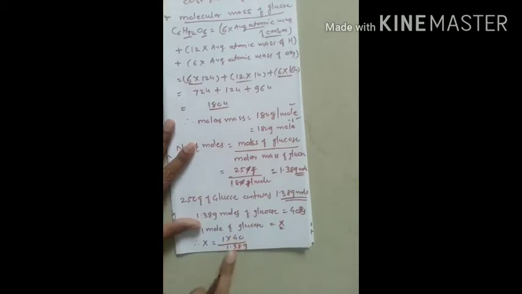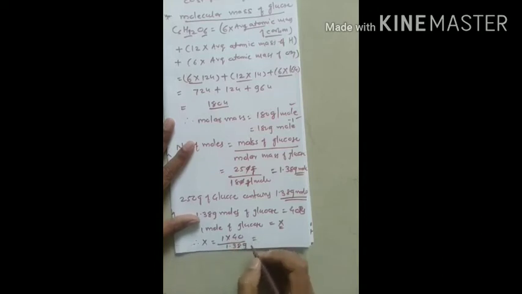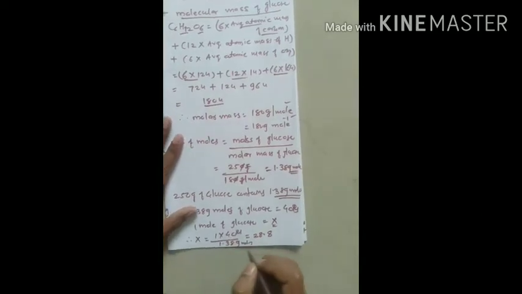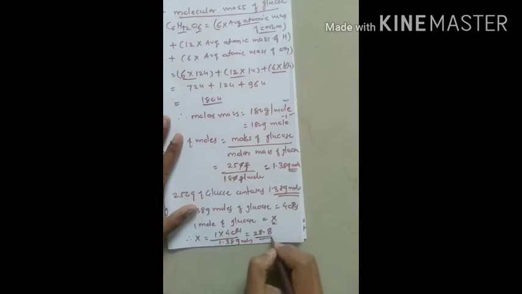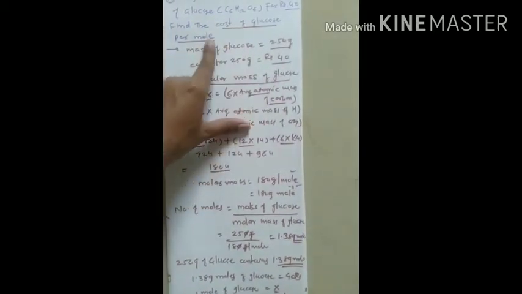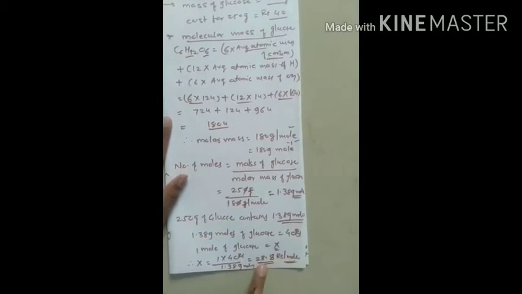So 1 into 40 upon 1.389 moles. If I simplify it, I will get 28.8, where the unit is rupees per mole. So this much amount of rupees per mole is required, or for 1 mole, according to the question, the cost of glucose per mole is found to be 28.8 rupees.